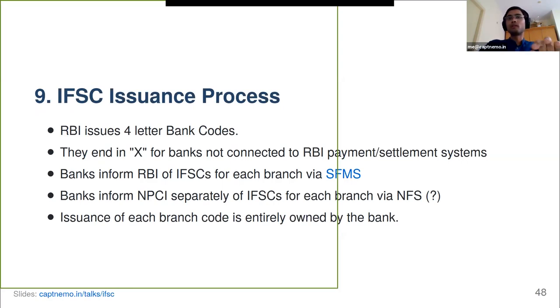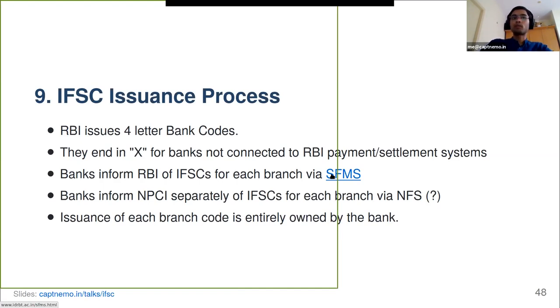There's an interconnect system between various banks in India called SFMS, developed and built by IDRBT, which is basically the technology wing of RBI. Using SFMS, different banks within the country can push out a release, push out an update to the RBI, and then RBI collates all of this and publishes the final data sets on their website.